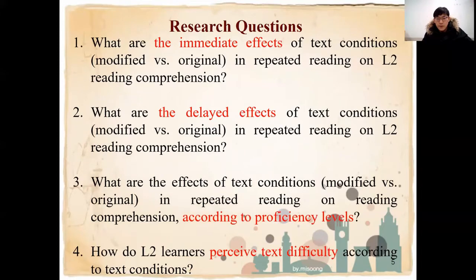So four research questions are formulated. First, what are the immediate effects of text conditions in repeated reading on second language reading comprehension? Second, what are the delayed effects of text conditions in repeated reading on reading comprehension? Third, what are the effects of text conditions in repeated reading on reading comprehension according to proficiency levels? Fourth, how do L2 learners perceive text difficulty according to text conditions?